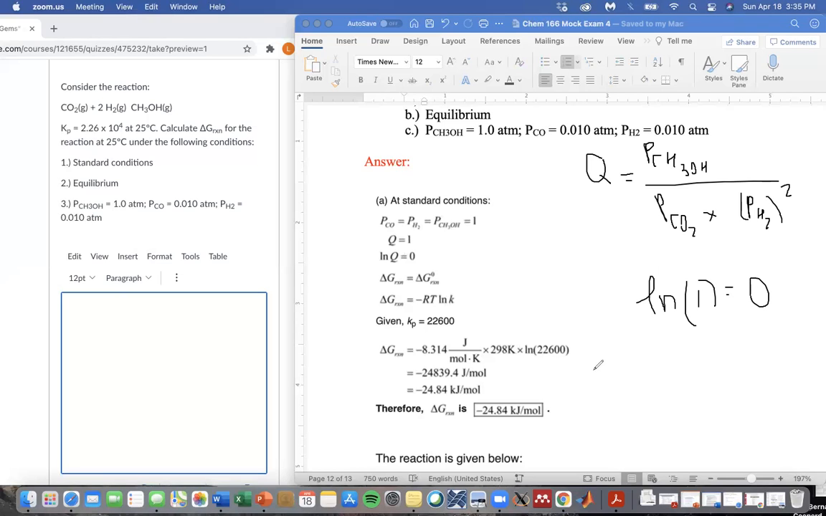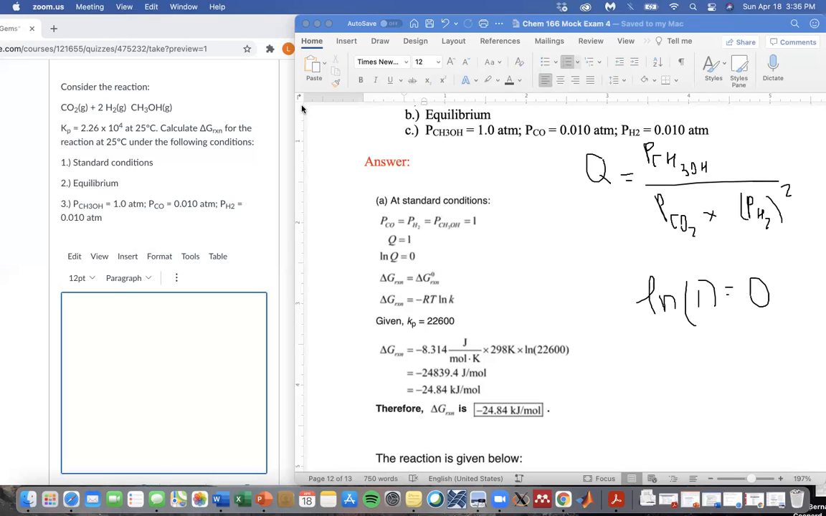And so you'd have this expression where delta G equals delta G standard plus RT ln Q. But we just said that RT ln of Q is equal to 0. If this is equal to 0, this whole term, 8.314 times 298 times 0, just goes to 0. So now at standard conditions, we have delta G equals delta G standard.